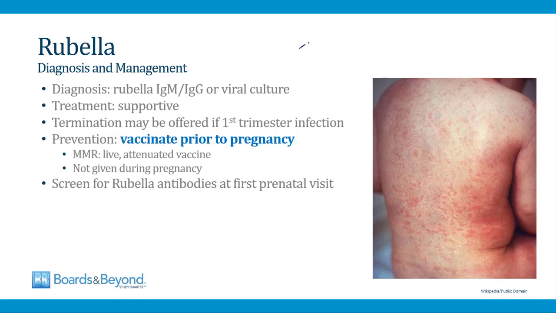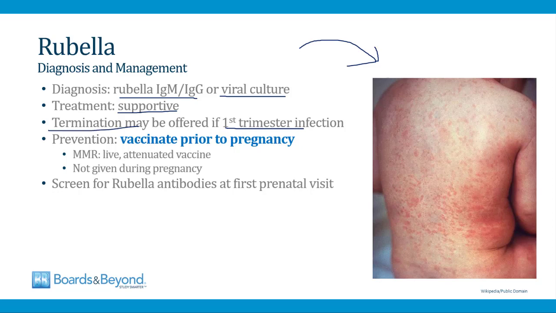If a pregnant mother develops a maculopapular rash like this in pregnancy and you suspect rubella infection, the diagnosis can be made by testing for rubella IgM or IgG antibodies, or in some cases viral culture is done. Unfortunately, there is no cure. Treatment is purely supportive, and when infection develops in the first trimester, because of the high risk of congenital rubella syndrome, some mothers are offered termination.